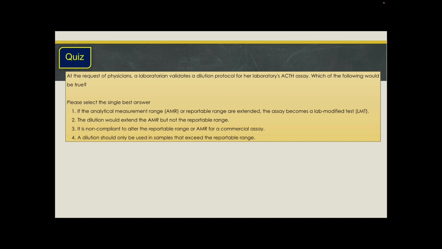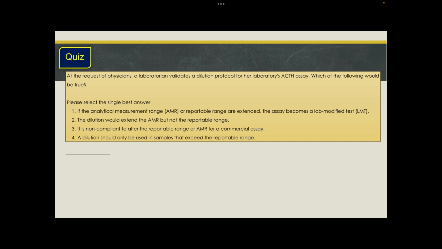1. If the analytical measurement range, AMR, or reportable range are extended, the assay becomes a laboratory-modified test, LMT. 2. The dilution would extend the AMR, but not the reportable range. 3. It is non-compliant to alter the reportable range or AMR for a commercial assay. 4. A dilution should only be used in samples that exceed the reportable range.